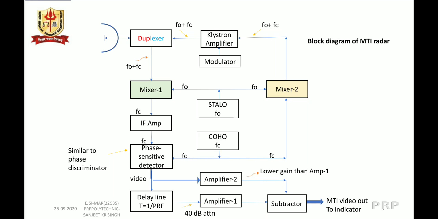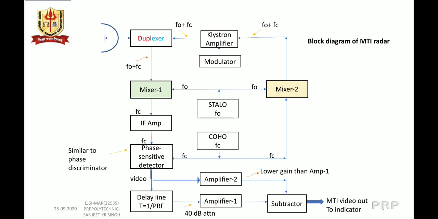The delay line makes use of fused quartz, or it could have a many-sided prism, where the total length the signal travels provides the required delay time, given by 1 upon PRF, so it depends upon the PRF. If the pulse repetition frequency is 1000 Hertz, then the delay required will be 1 millisecond. Similarly, if the pulse repetition frequency is 1500 hertz, then the delay required will be nearly 666 microseconds.